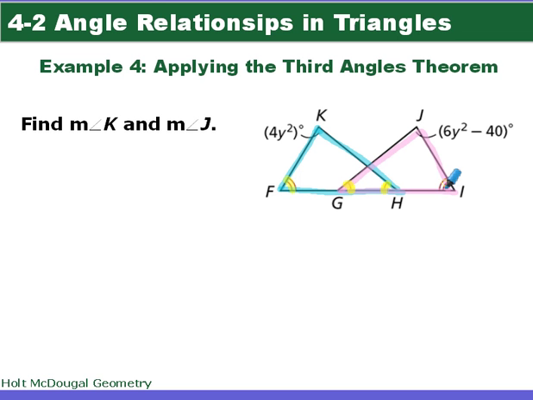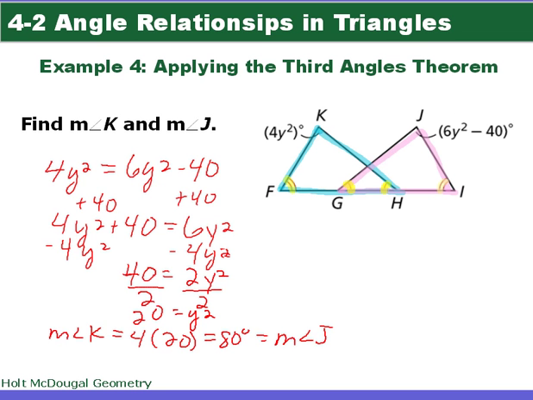So by third angles theorem, I must be out of ink here. I better get a new color. So our third angles theorem says that these 2 are also congruent, angle K and angle J. So we'll set up that equation and solve to find K and J, like we just did before.